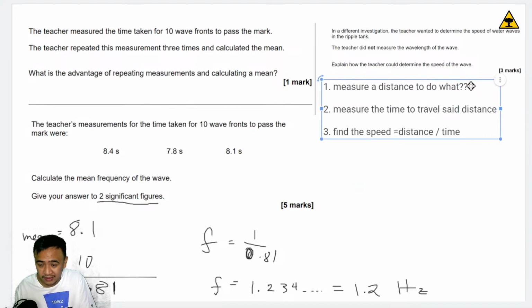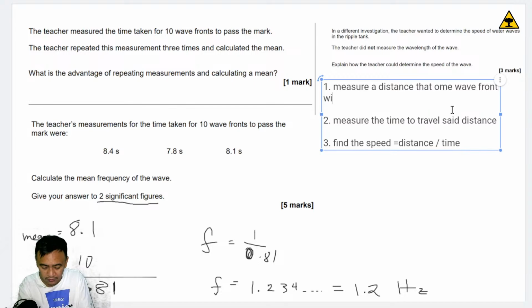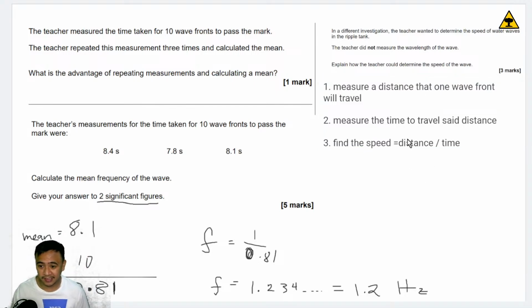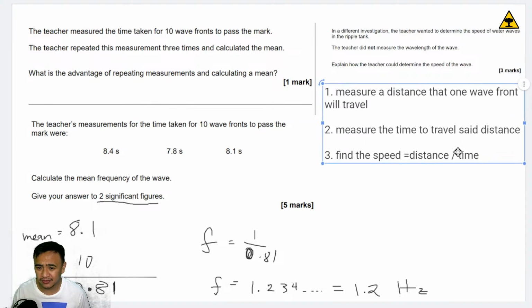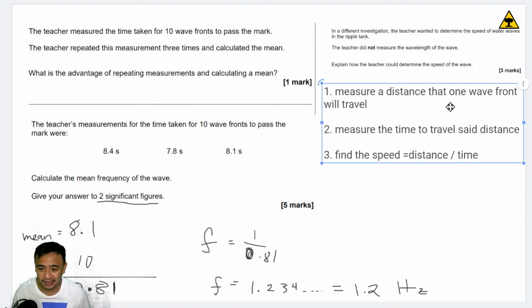Now here's the thing. Measure a distance. What exact distance do we need to measure here? We can say that one wave front travels. Sorry, I can't hear you, sir. It's very laggy. Okay, so again, you need to measure the distance that one wavefront will travel. You have to be a bit specific here. I think, though, that it's fine if you don't say exactly this, but it would be safe to do this.